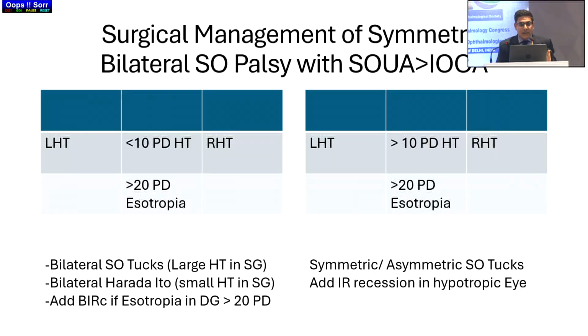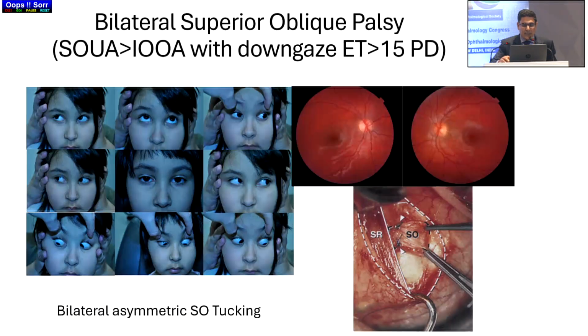The last scenario is surgical management of symmetric bilateral superior oblique palsy where superior oblique underaction is greater than inferior oblique overaction. Again, if it's less than 10 prism diopter of hypertropia in primary gaze, I do bilateral superior oblique tucks, especially when there are large hypertropias in the side gazes. And then I do bilateral Harada-Itos if there are small hypertropias in side gazes. I always add an inferior rectus recession if esotropia in down gaze is greater than 20 prism diopter. And if the hypertropia is greater than 10 prism diopter in primary gaze, I do asymmetric superior oblique tucks, adding the inferior rectus recession in the hypertropic eye.